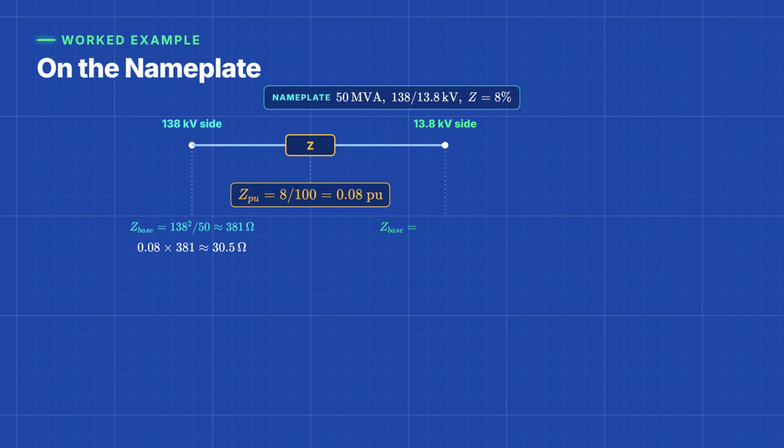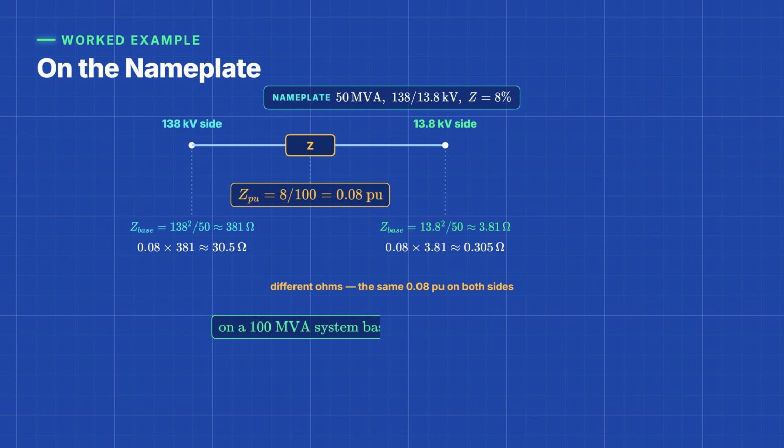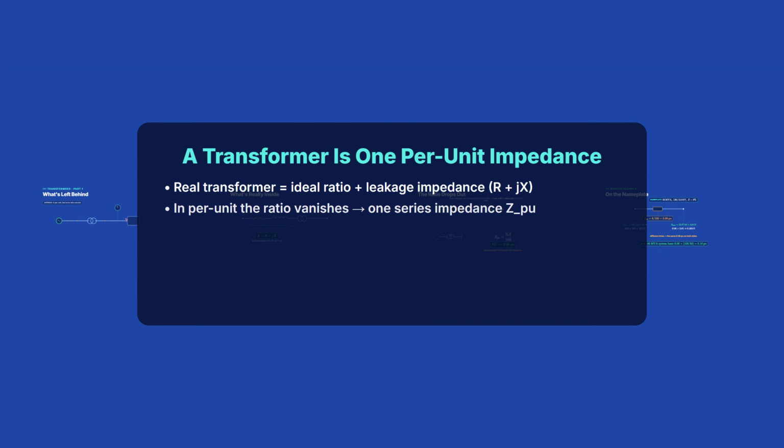On the low side, the base impedance is 13.8 squared over 50, about 3.8 ohms. Times 0.08 gives about 0.3 ohms. Different ohms, but the very same 0.08 per unit. That's the whole point. One per unit number, true on both sides. And to use it in a system on a 100 MVA base, just change the base, 0.08 times 100 over 50, 0.16 per unit. So, a transformer in per unit.